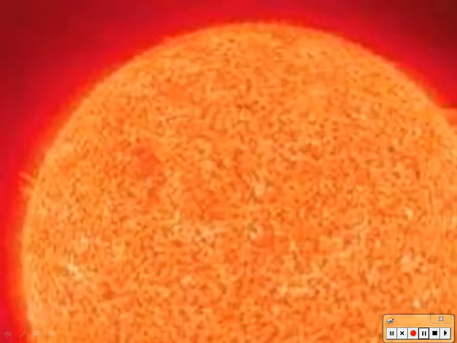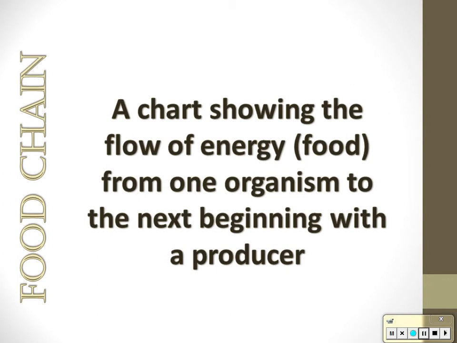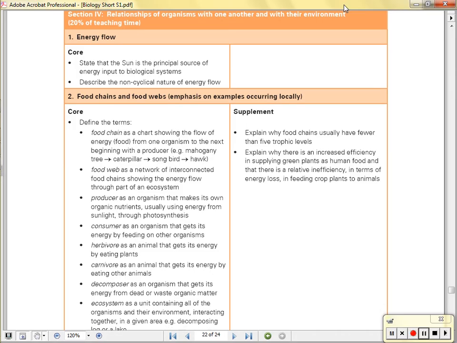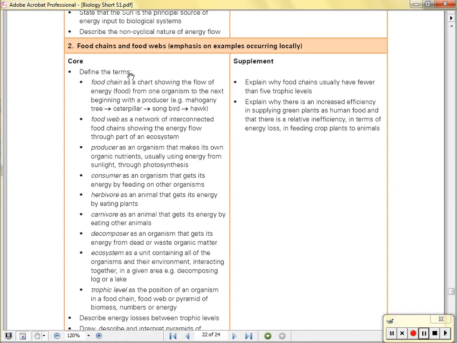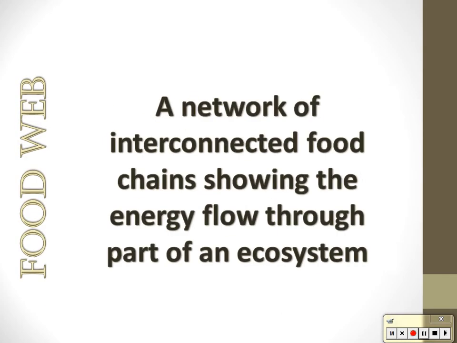So let's go to this guy. The energy systems that we watch our cycles in, we'll call them food chains, all right? So a food chain is a chart showing the flow of energy, and these definitions, like everything else, came straight out of the syllabus. So a food chain is a chart that shows the flow of energy from one organism to the next. So the food chain is showing who eats who. A food web is a network of food chains that interconnect in some way, shape, or form.